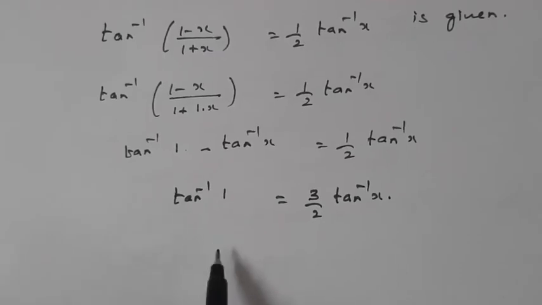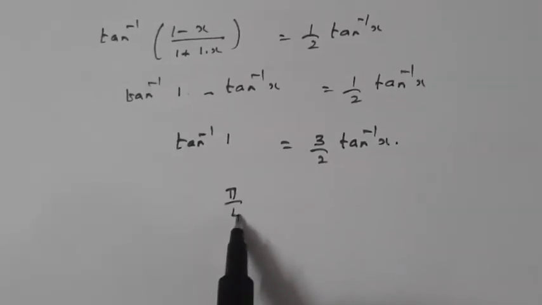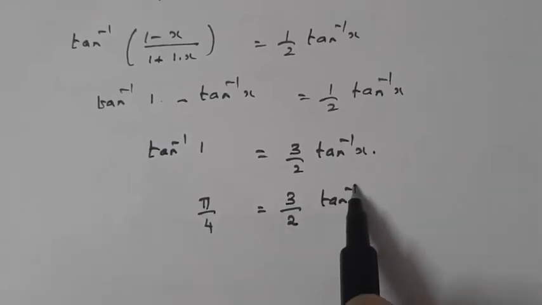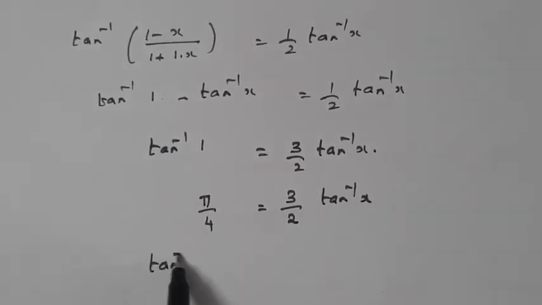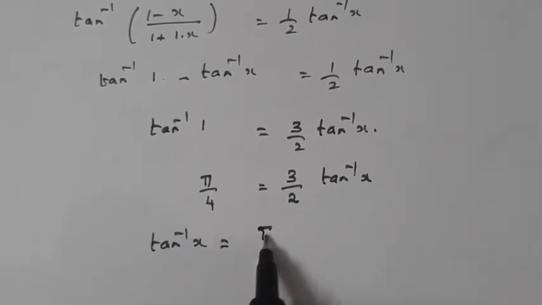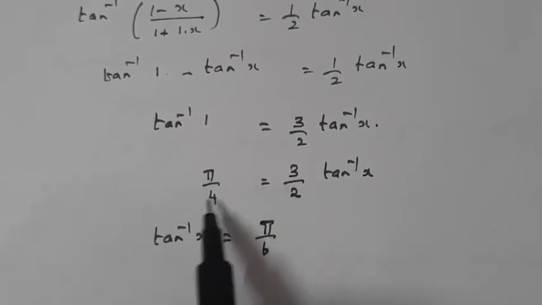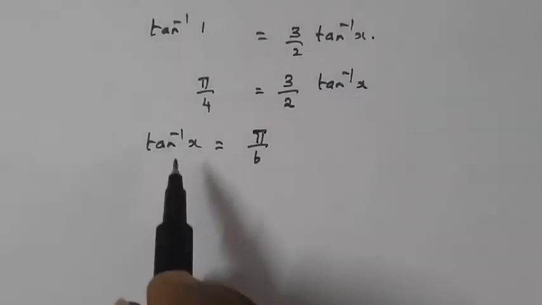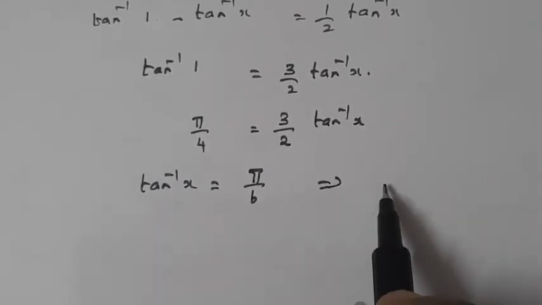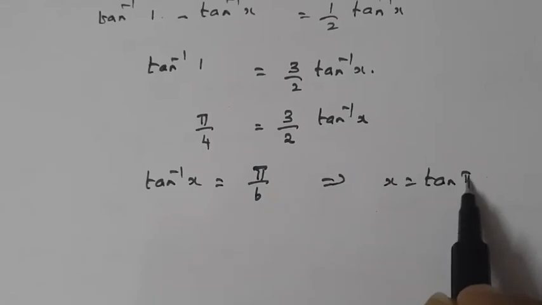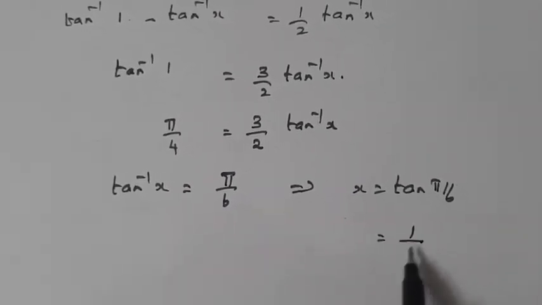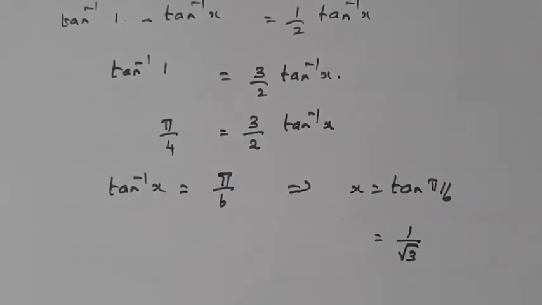Now what is tan inverse of 1? Tan inverse of 1 is nothing but pi by 4. So pi by 4 is equal to 3 by 2 into tan inverse of x, or tan inverse of x is equal to pi divided by 6, on dividing by 3 by 2. So tan inverse of x is pi by 6 and we need the value of x, which in turn implies x is equal to tan pi by 6. Now what is tan 30? Tan 30 is 1 by root 3. So the value of x is 1 by root 3.